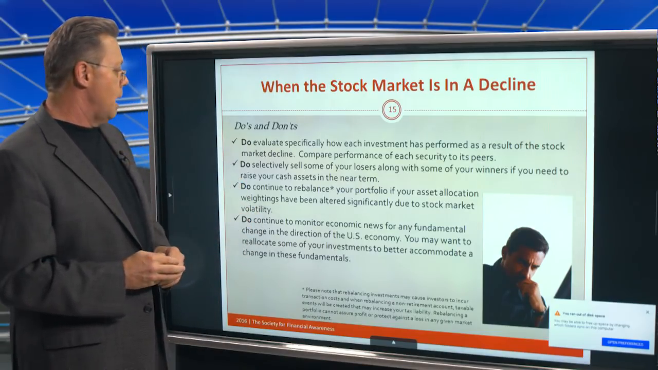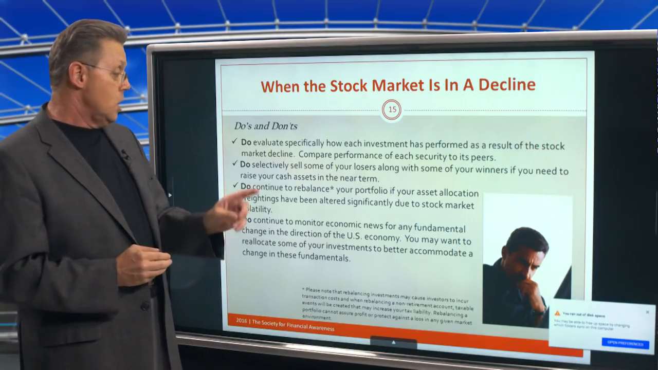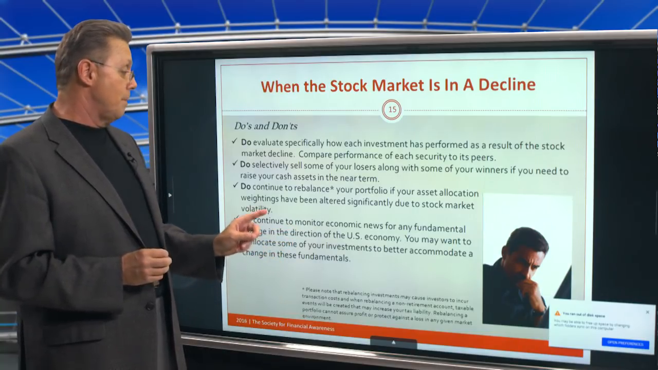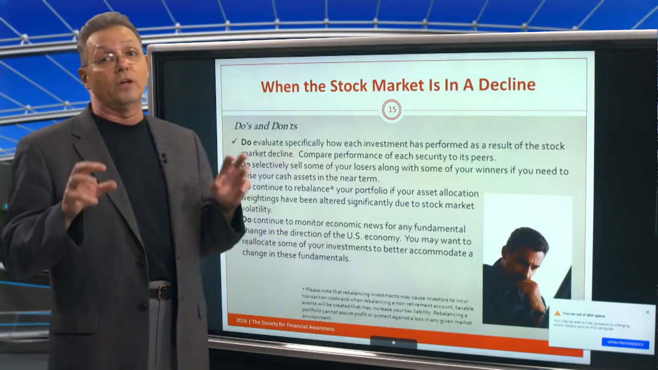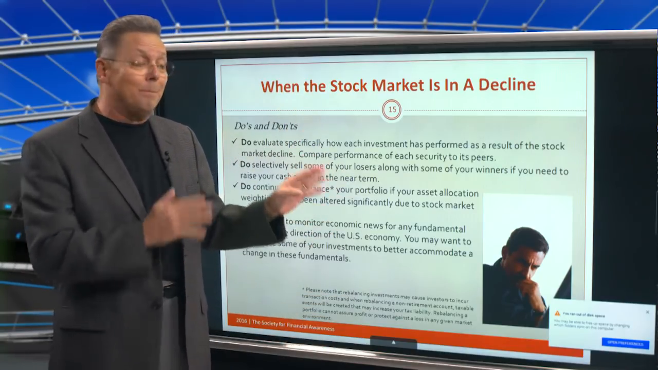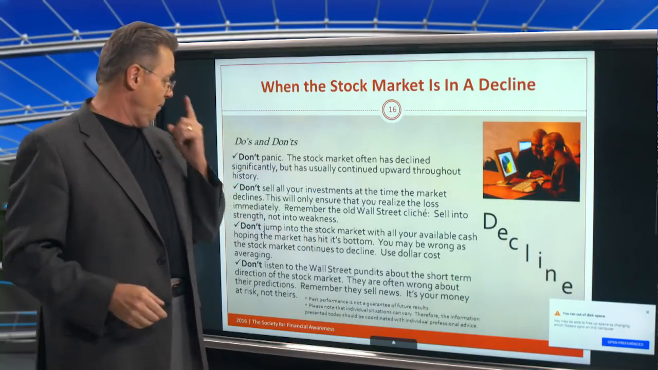Then do continue to monitor economic news for any fundamental changes in the direction of the U.S. economy. You may want to re-asset allocate on the basis of those investments and see if there's a better way to accommodate the change in these fundamentals. These are just basic do's and don'ts. There's really nothing here but a basic idea, just to give you a place to understand.